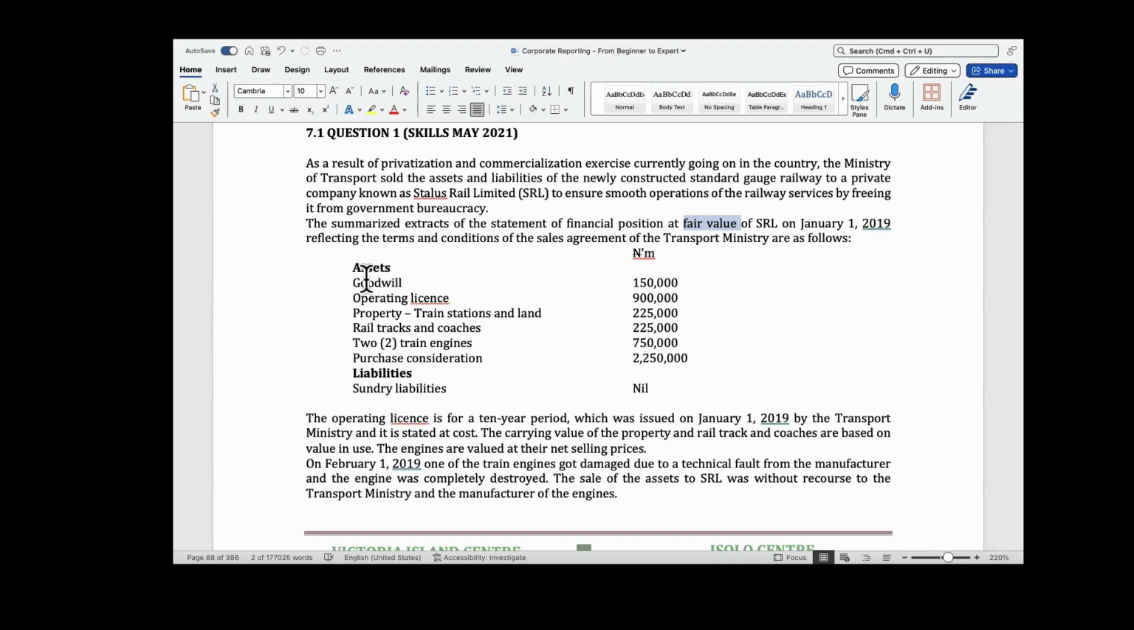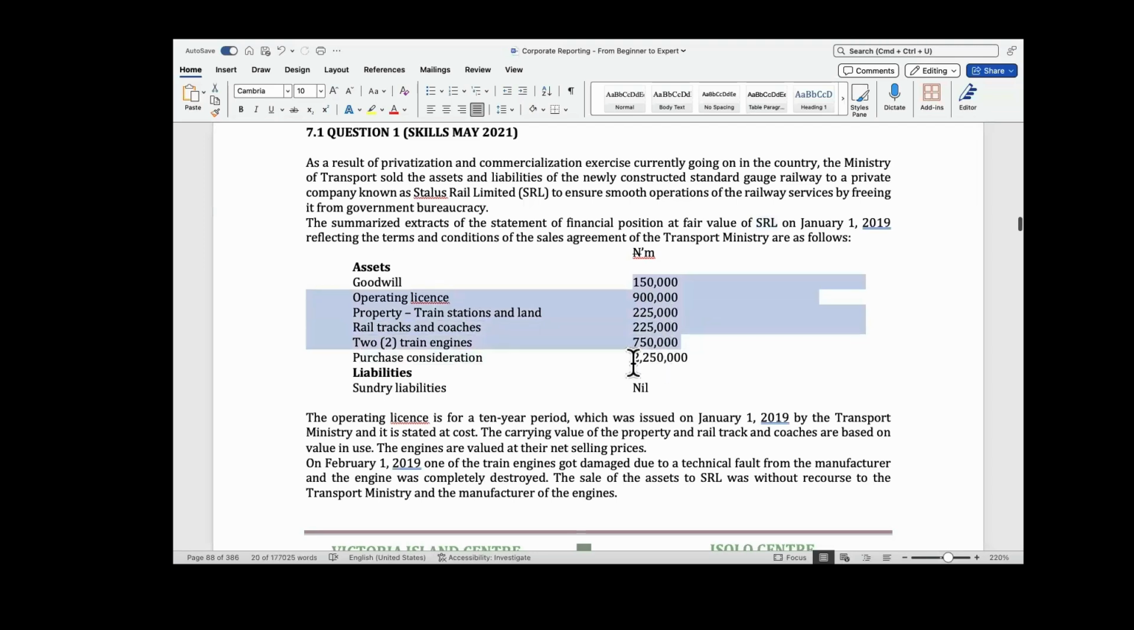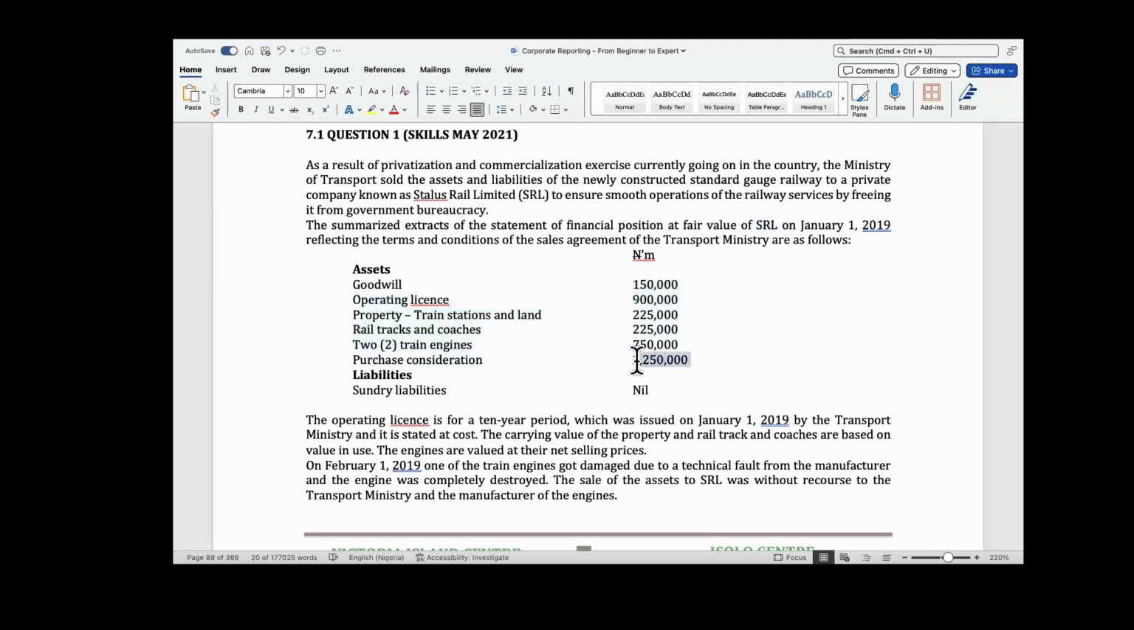So they gave us the assets at fair value of SRL, the company that acquired the railway. However, they also gave us the purchase consideration, 2.25 million. I want to believe that will be the addition of all of this. If you add all this together, that will tell us what the value of this company is, which is the fair value of the assets.